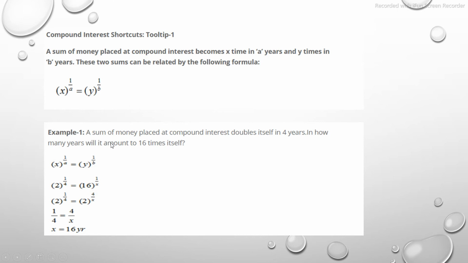So we can understand with the help of an example. A sum of money placed at compound interest doubles itself in 4 years. In how many years will it amount to 16 times? Here it is said that it doubles itself in 4 years, so the value of x will be 2, and in 4 years the value of a will be 4. In how many years it will amount to 16 times, so the value of y is 16 and we need to find the value of b. We can simply use this formula and interrelate it, and we will be able to solve for b.